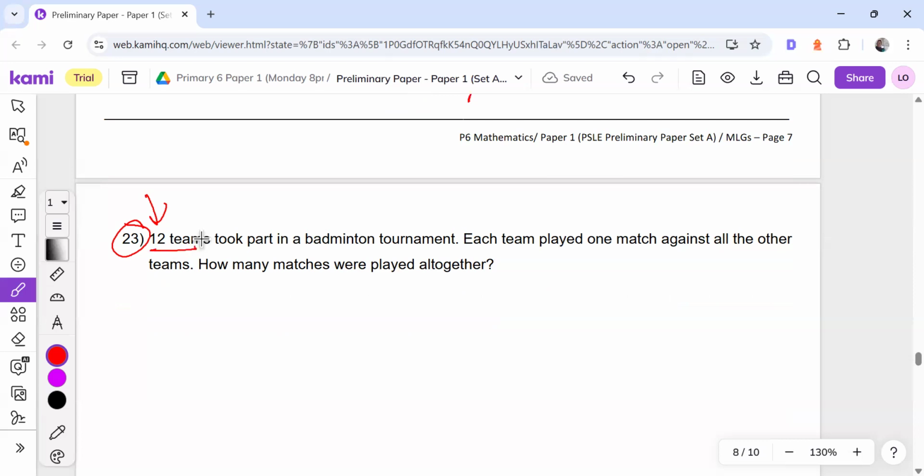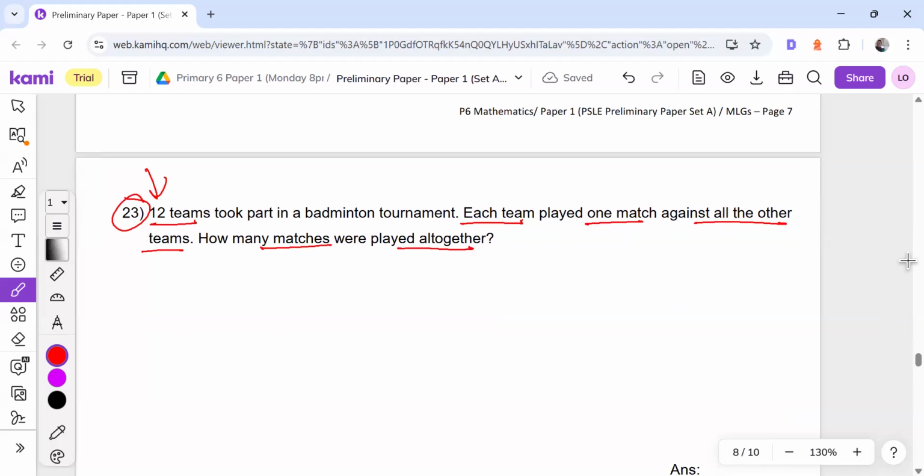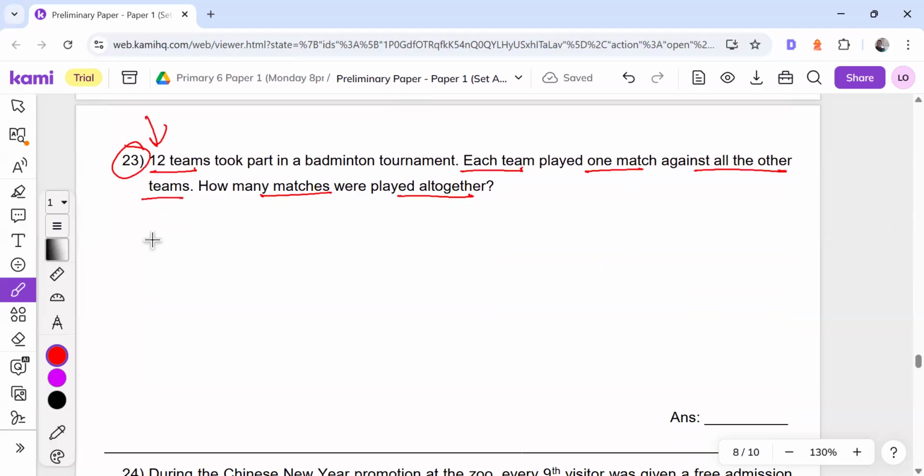12 teams took part in the badminton tournament. Each team played one match against all the other teams. All right? And you can only play against the other team once only. Right? So how many matches were played all together? Now, how to do this? It doesn't look like a math problem, right? So 12 teams. There are 12 teams, right?